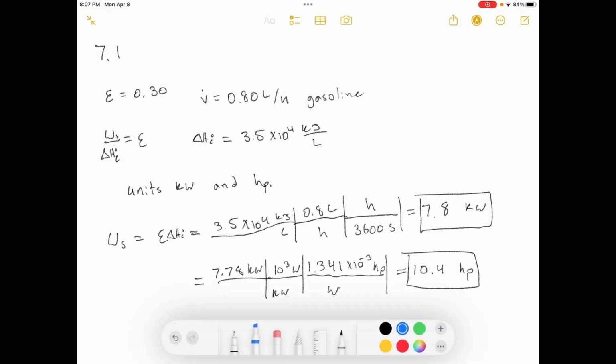Hello and welcome to Textbook Engineering Problem. Today we're working out of Elementary Principles of Chemical Processes, 3rd edition, and we're doing problem number 7.1.